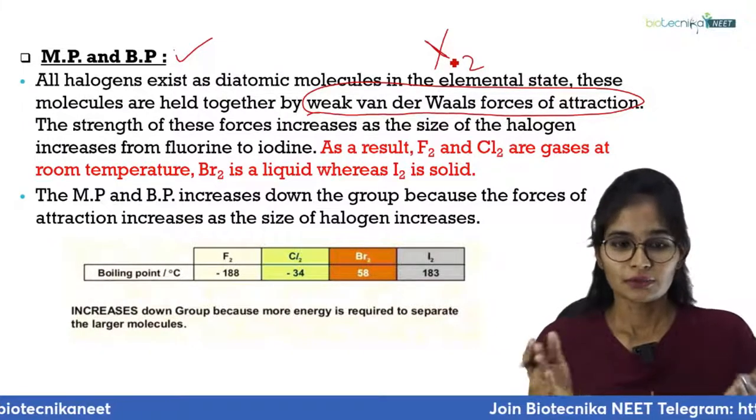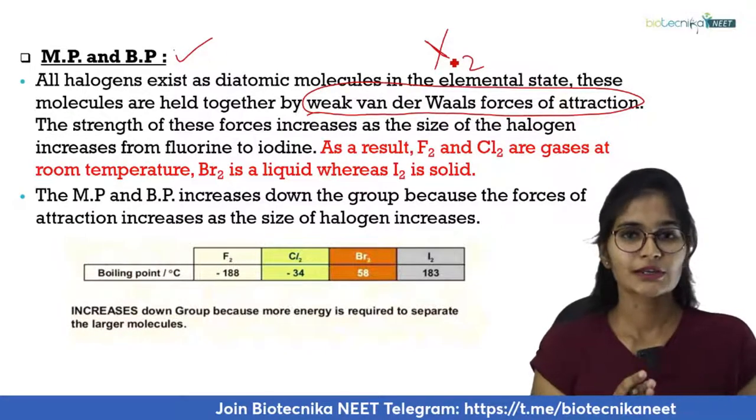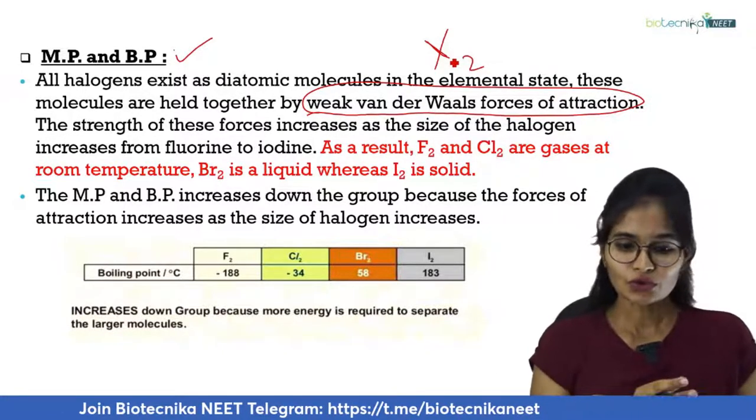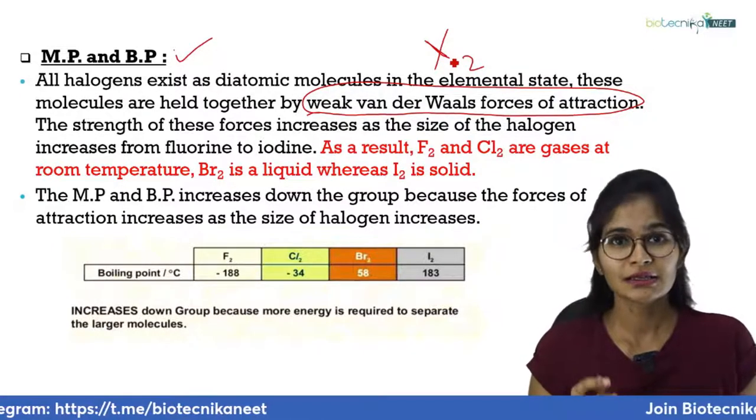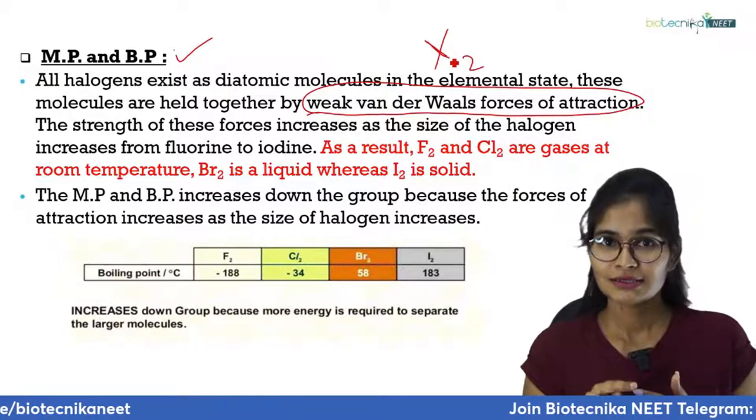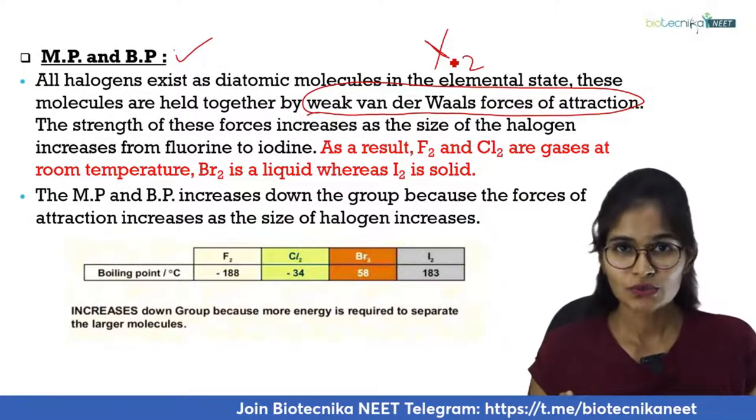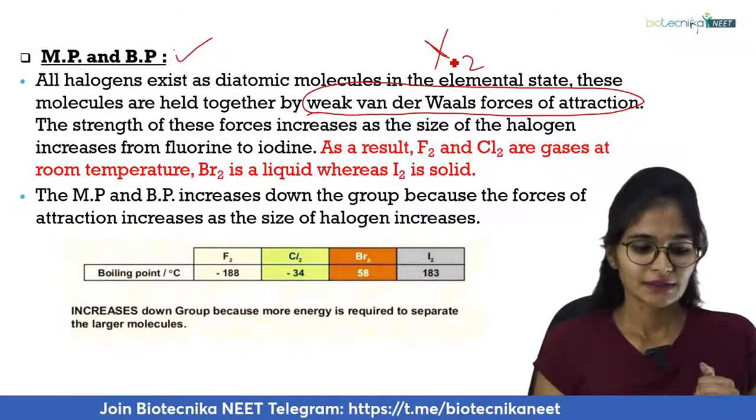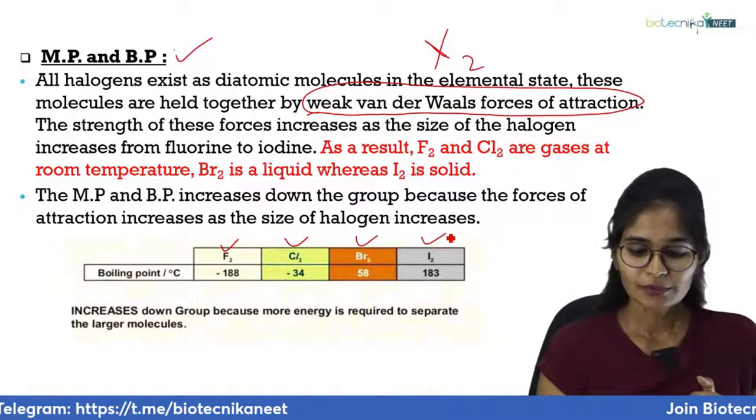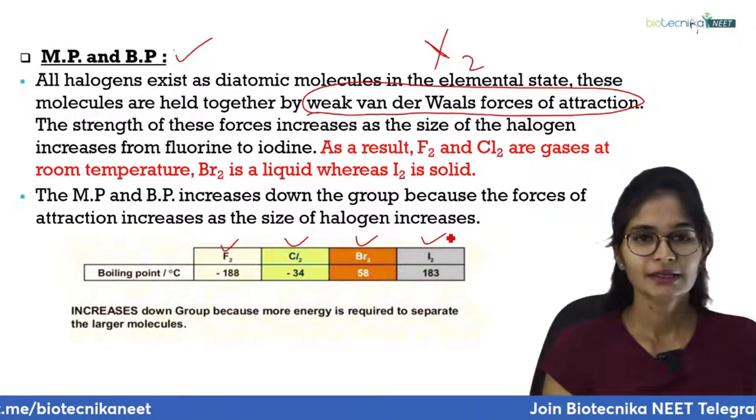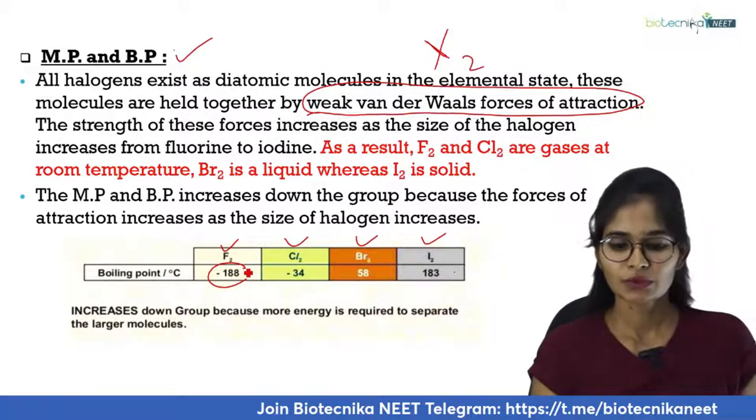So the weak van der Waals forces of attraction you can see with respect to F2, Cl2, Br2, I2. As you go down the group, the size is increasing, right? So the size is increasing, in the sense that the weak van der Waals force of attraction also increases. That's why, with respect to F2, Cl2, Br2, I2, I2 will have a higher boiling point than F2. F2 has only -188, but I2 has 183.